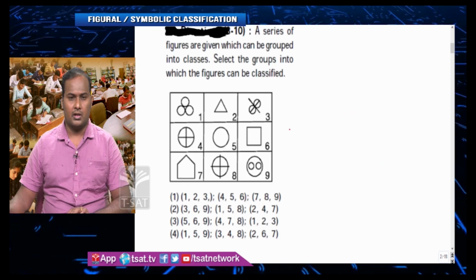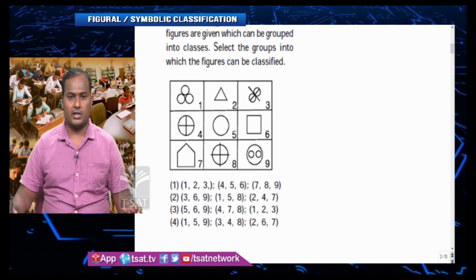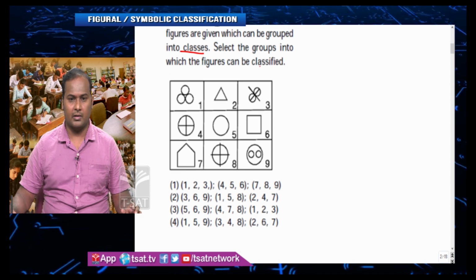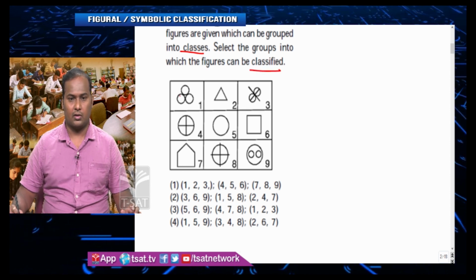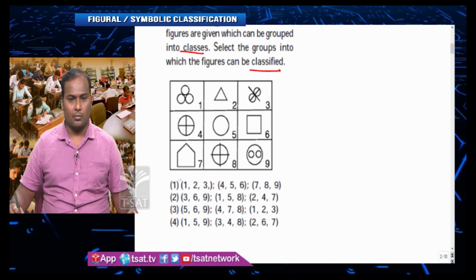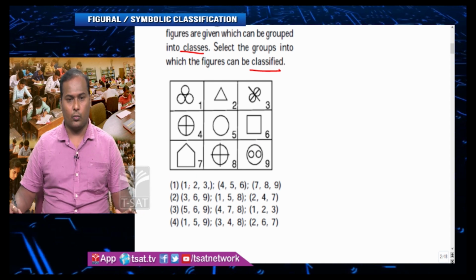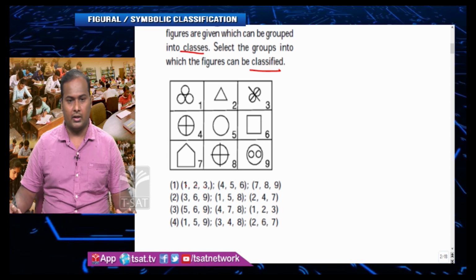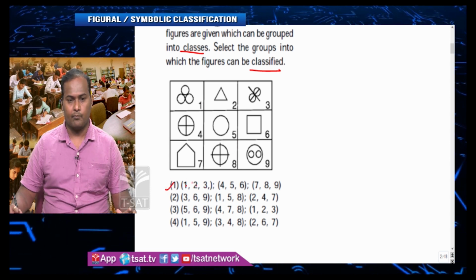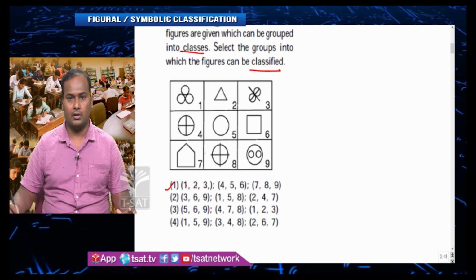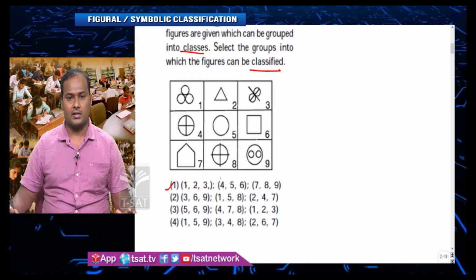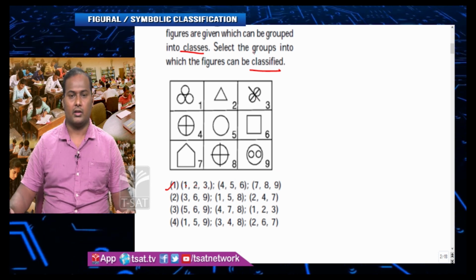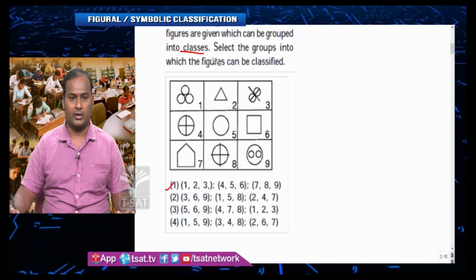In this particular question, a series of figures are given which can be grouped into classes. Select the group into which the figures can be classified. In this question there are 9 figures, but the options are divided into 3 groups. So for example, if you see the option, 1, 2, 3 should have one common character. In the same way, 4, 5, 6 should have a common character, 7, 8, 9 should have a common character, and the student has to observe that particular character.